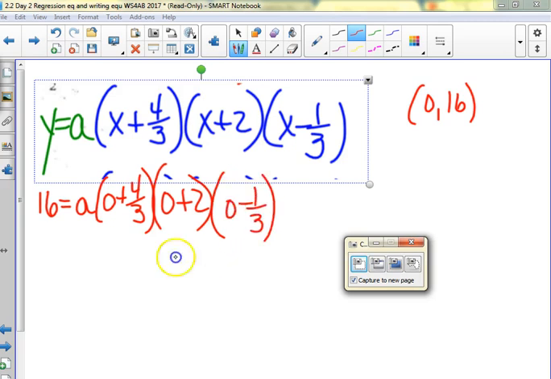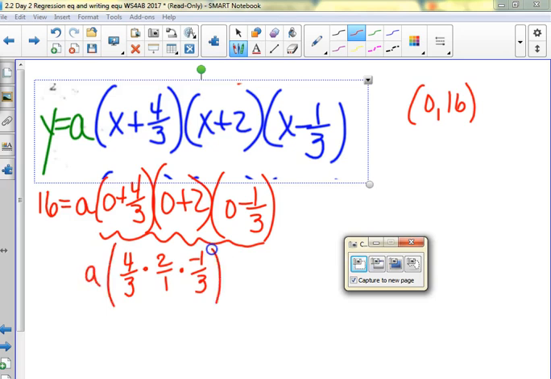All right. What happens if I multiply all that together? 4/3 times 2 times negative 1/3. Yep, just top all the way across, bottom all the way across, right? So I get negative 8/9. You can use your calculator, but did you get negative 8/9 when you put it back as a fraction? Okay.